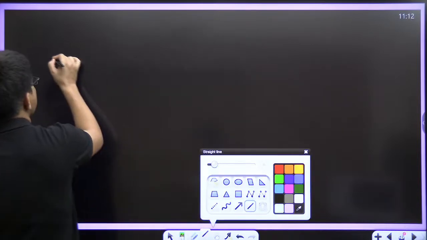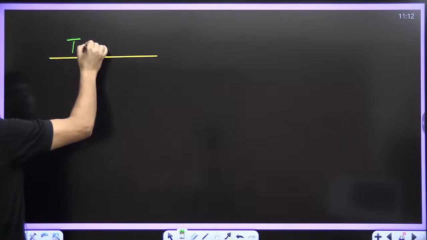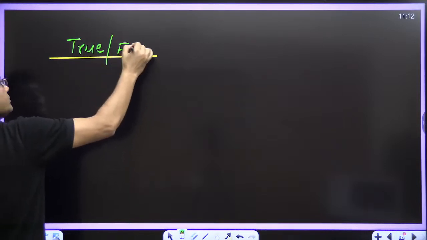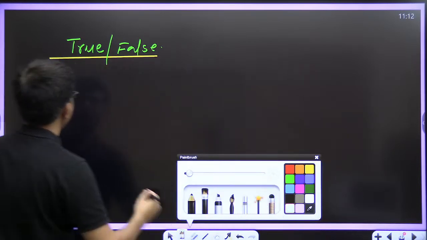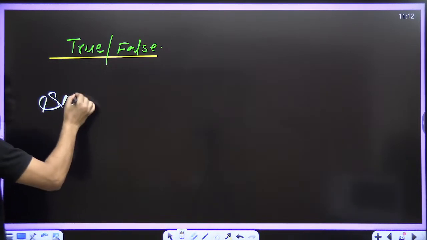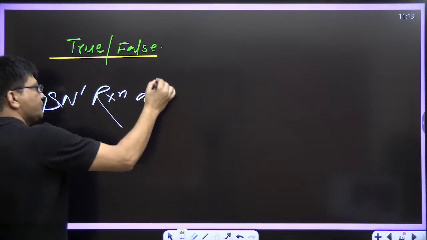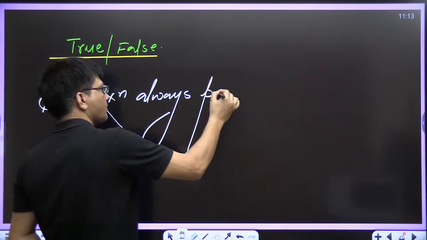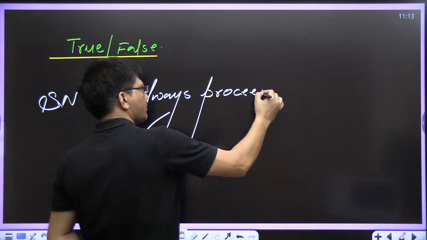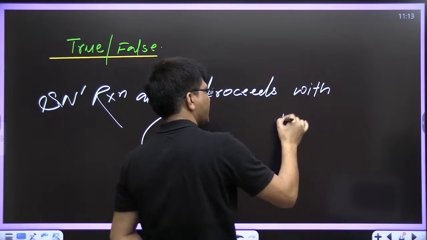Now, one question. True or false? This question is based on true and false. You have to find out the answer, true or false. SN1 reaction always proceeds with racemization.